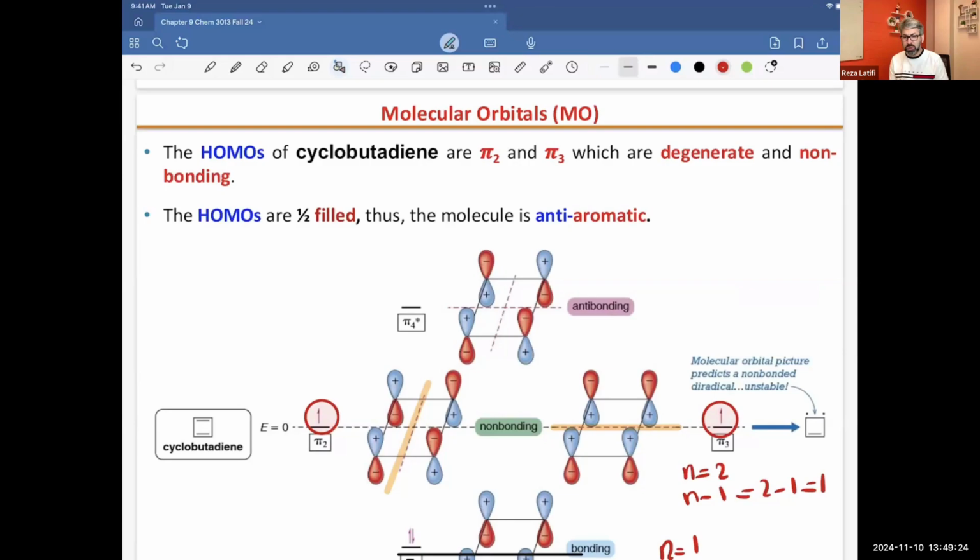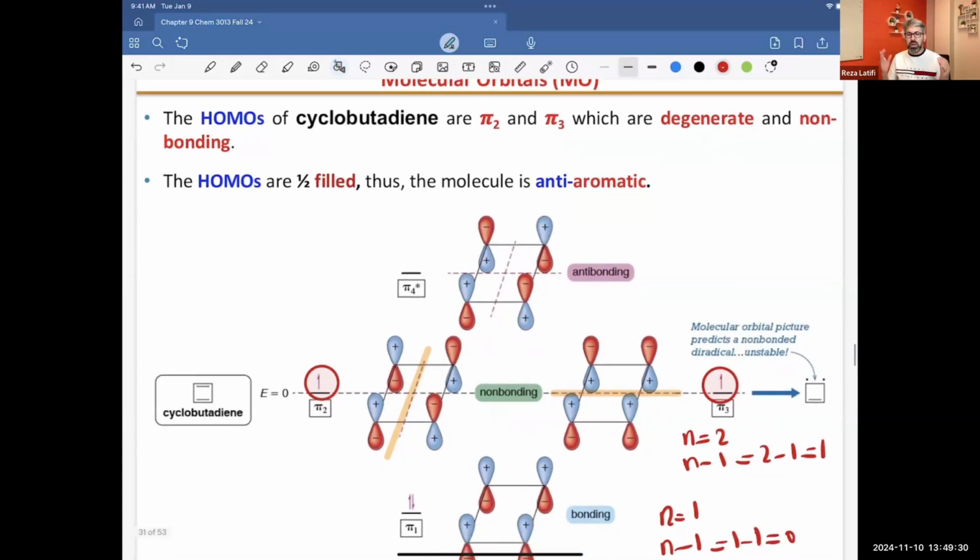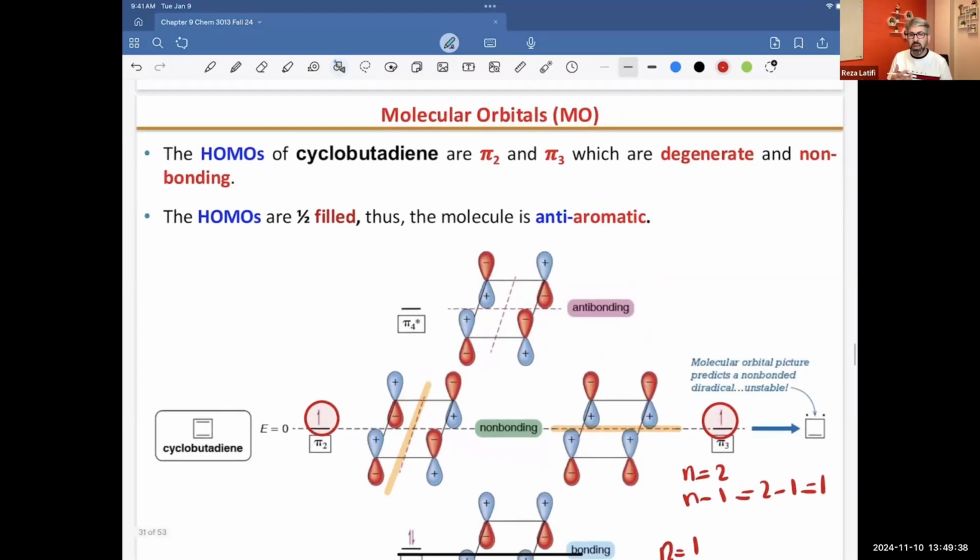Because the orbitals are not fully occupied. They are neither empty nor fully occupied. And if you have some unoccupied, or singly occupied orbitals, the system will be reactive. The reason we call this molecule anti-aromatic is because it has a HOMO, the highest occupied orbital, with some electrons that are not fully occupying the orbitals. They are half occupied, and because they are half occupied, this system will be anti-bonding.